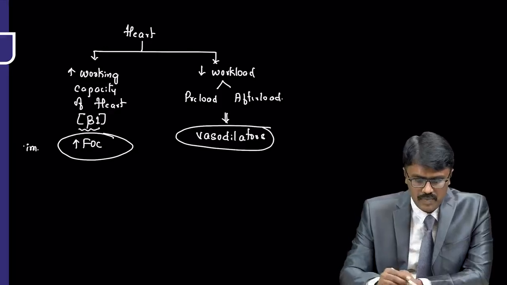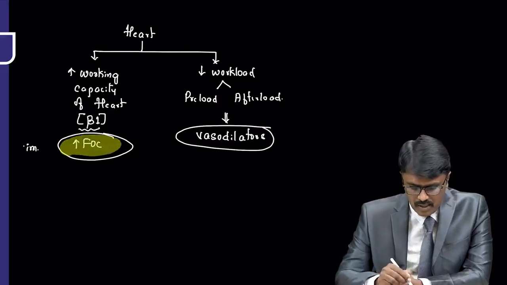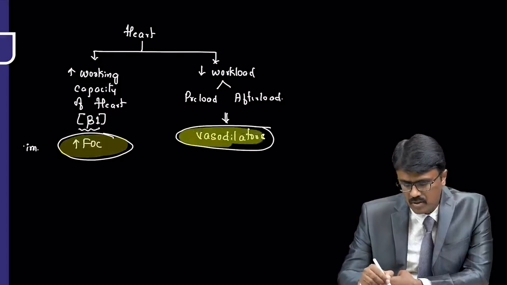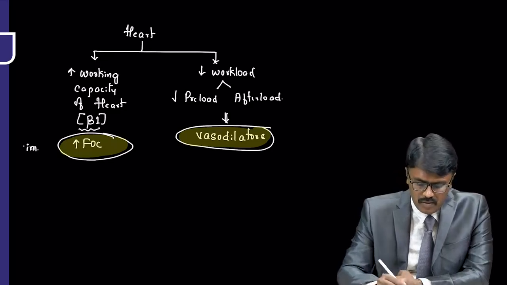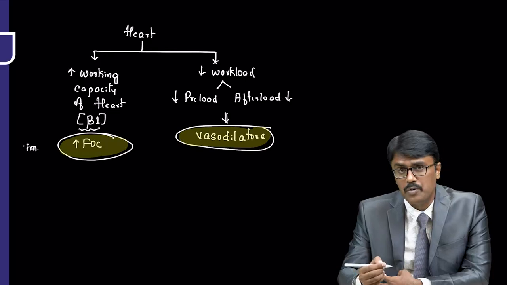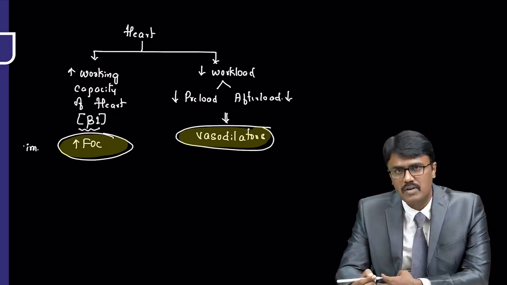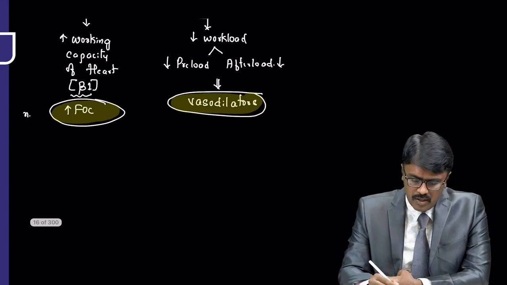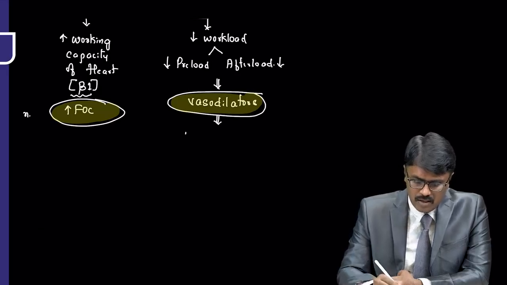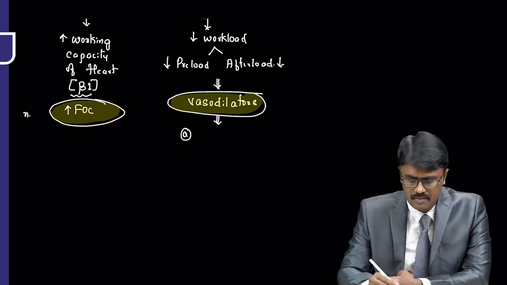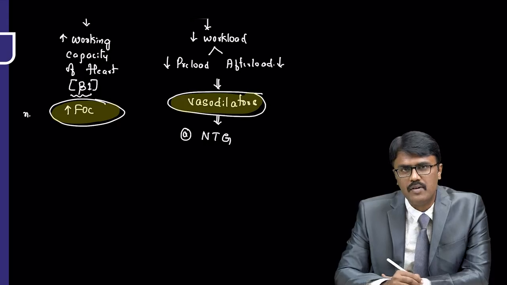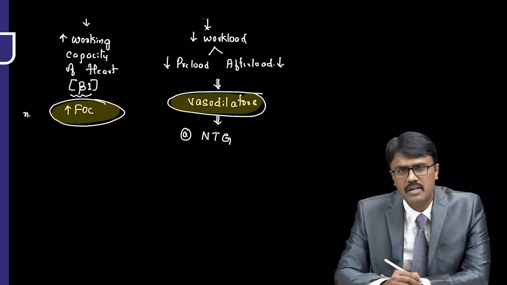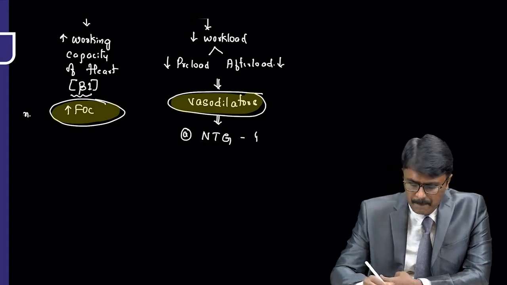So two major therapies: number one, increase the force of contraction, and number two, decrease the workload by decreasing the preload and decreasing the afterload. How do you do that? Dilate the blood vessel, vasodilators. So what are the vasodilators we use? Number one, we have nitroglycerin. I write it as NTG. So can you tell me what is the other name of nitroglycerin? It is also called glyceryl trinitrate, and can be given IV.